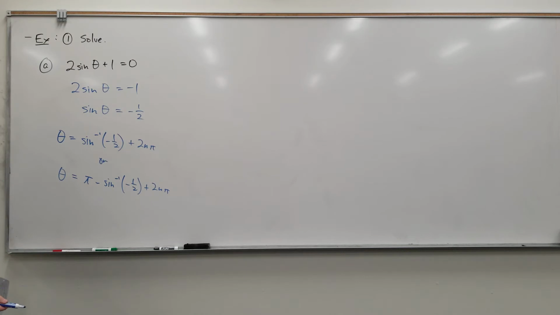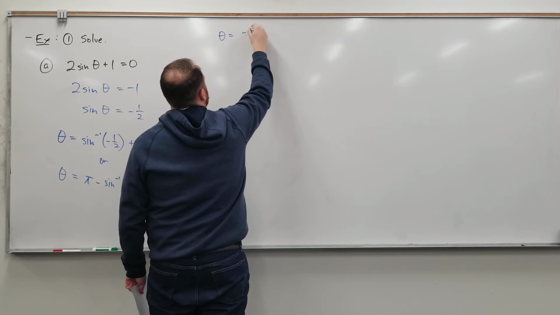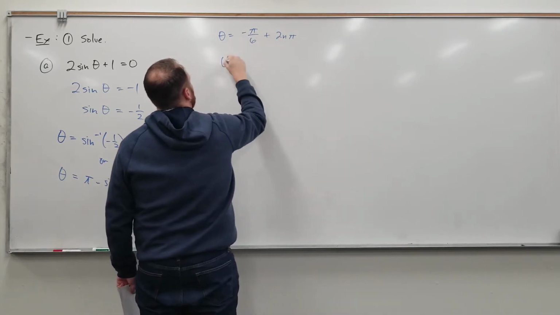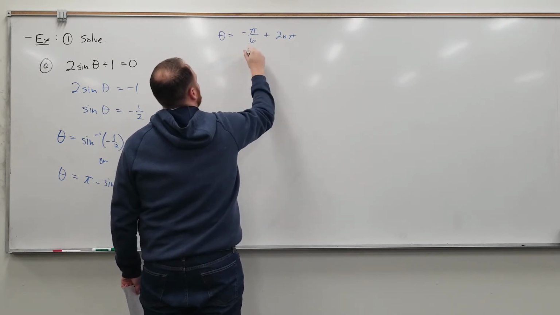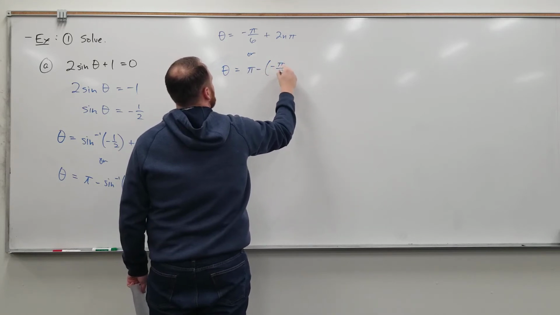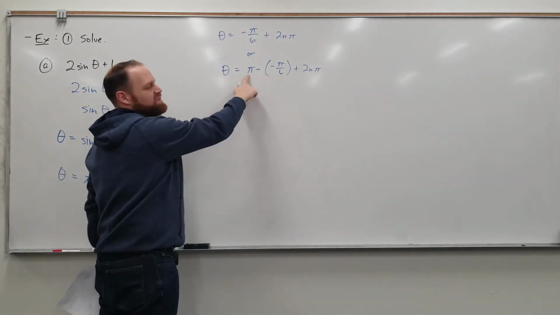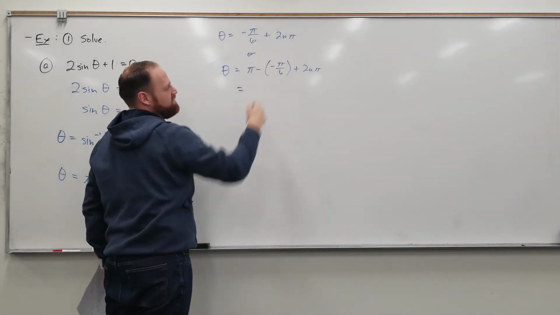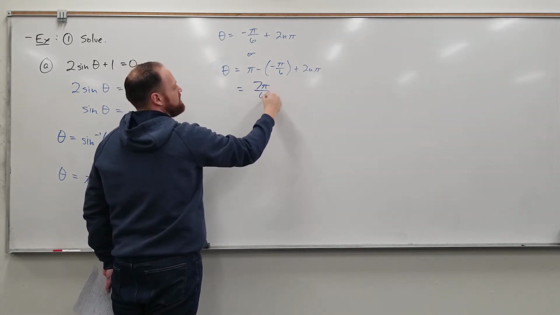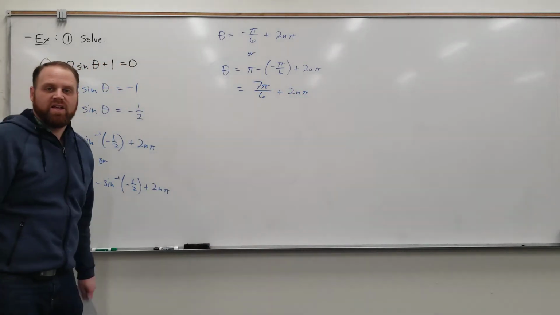So one of the solutions, we can say theta equals negative pi over 6 plus 2n pi, or theta equals pi minus negative pi over 6 plus 2n pi. Pi minus, so this is 6 pi over 6 minus negative pi over 6. So that's 6 pi over 6 plus pi over 6. That's 7 pi over 6 plus 2n pi. Okay, and that's all there is to that.